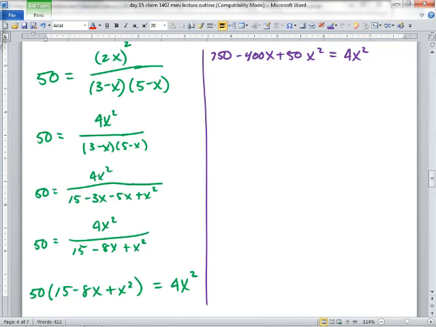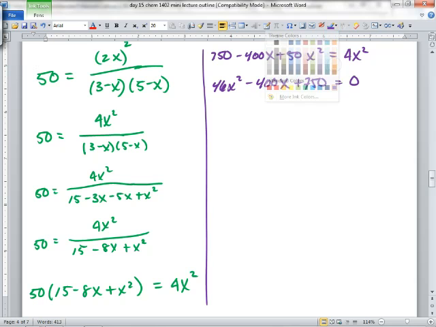Matteo. Now you want to make it equal to 0? Yeah. Okay. Easiest thing to subtract 4x squared. Let's subtract 4x squared from both sides. You end up with what in front of the x squared? 46. Let's write him first because that's my a. Minus 400x plus 750. Okay.